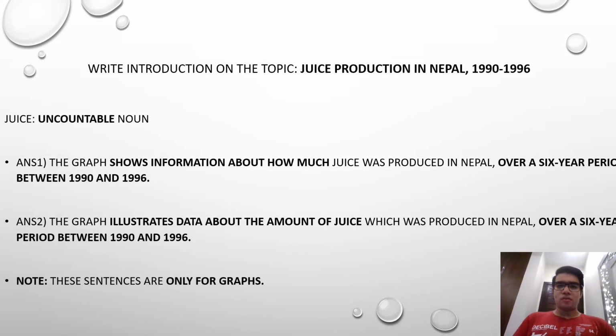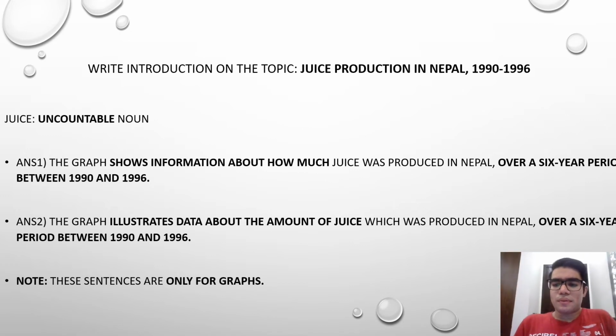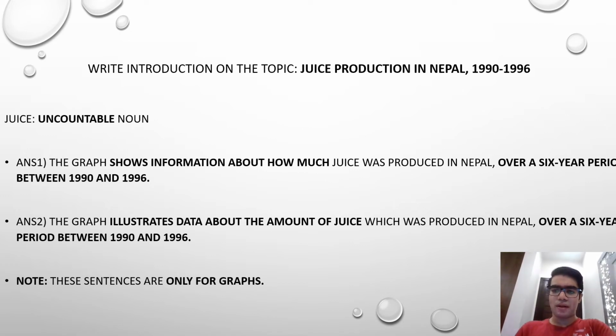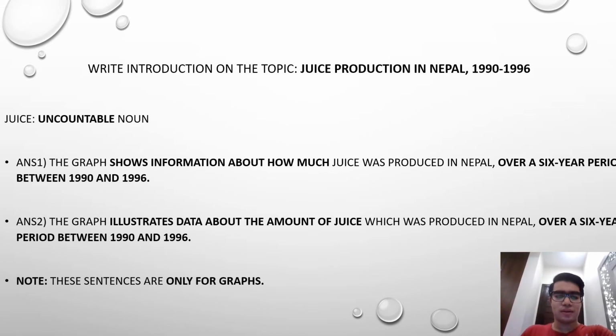Okay. So we can write an introduction on this topic, and it's called Juice Production in Nepal between 1990 and 1996. So juice is an uncountable noun. It only has a singular form. Using the first format, you would say the graph shows information about how much juice was produced in Nepal over a 6 year period between 1990 and 1996. Juice is an uncountable noun, so you say how much. Since you're using the first format, shows information about, you should use how much. You should mention the time period, and you should mention the country's name, which is Nepal.